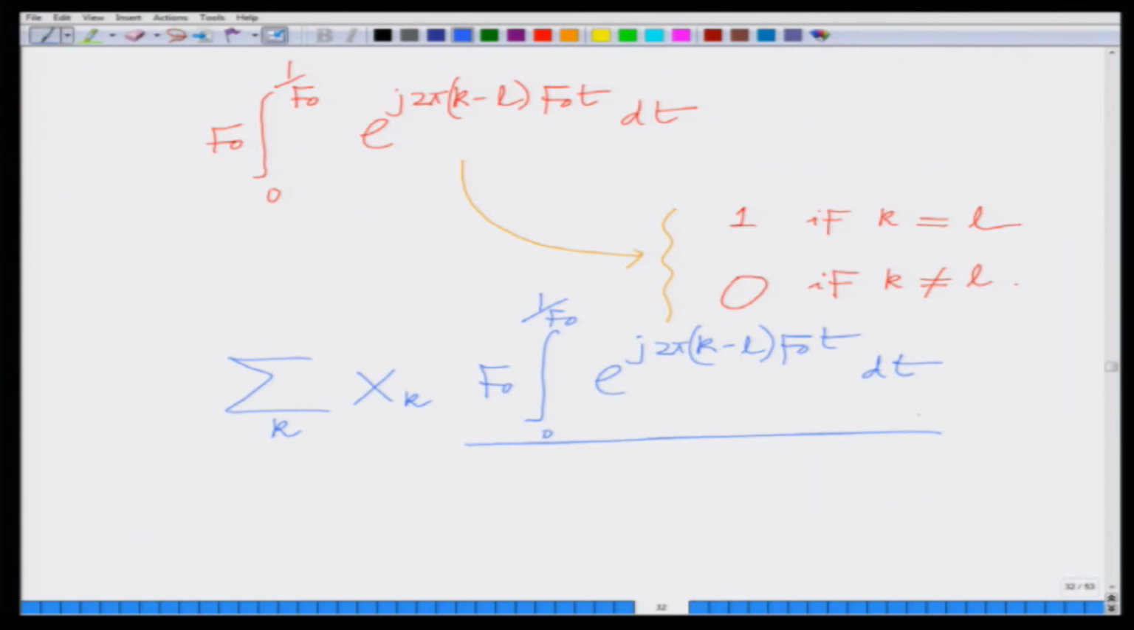In this, only the term corresponding to k equal to L will survive. So, therefore, I will have this as summation x k delta k minus L, where delta k minus L is equal to 1 if k equal to L, and is equal to 0 if k is not equal to L. Therefore, in this summation only the term corresponding to k equal to L will survive, and therefore, I can recover x of L.